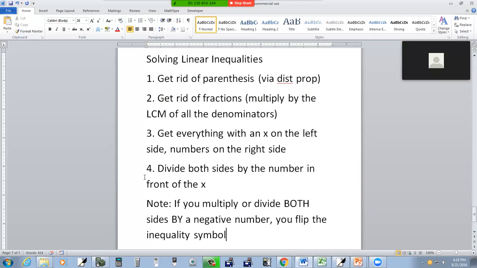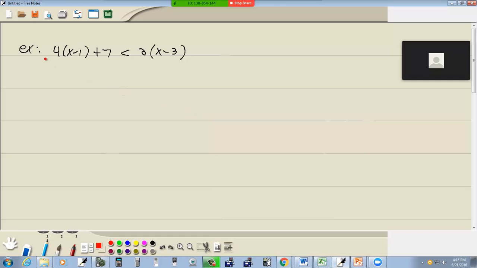Step 1. Get rid of parentheses. Now, I do have parentheses in this problem, so we're going to use the distributive property. We'll take the 4 times x and 4 times negative 1. And here we'll take the 2 times x and times the negative 3. So 4 times x is 4x. 4 times negative 1 is negative 4. 7 carries down. It's less than 2 times x is 2x. 2 times negative 3 is negative 6.